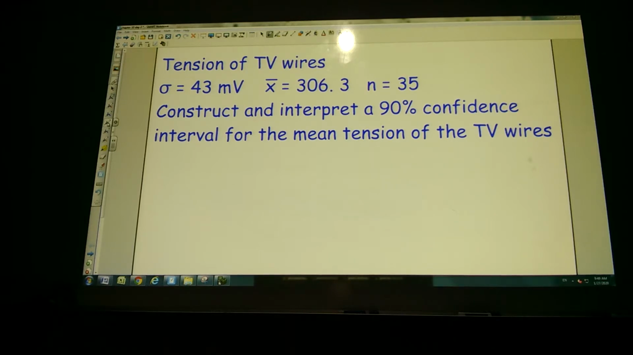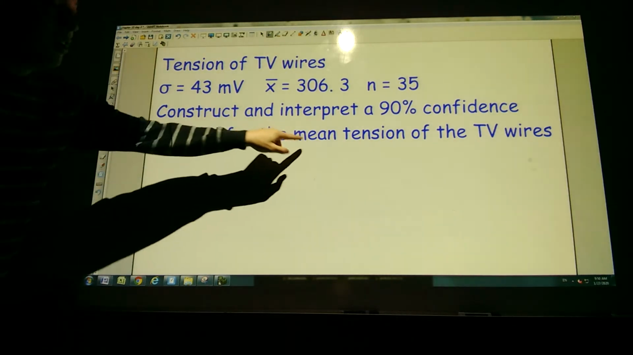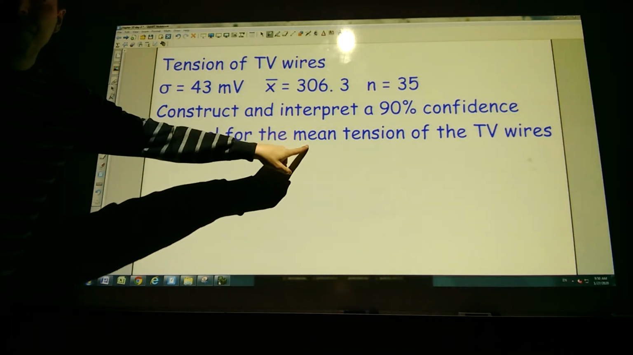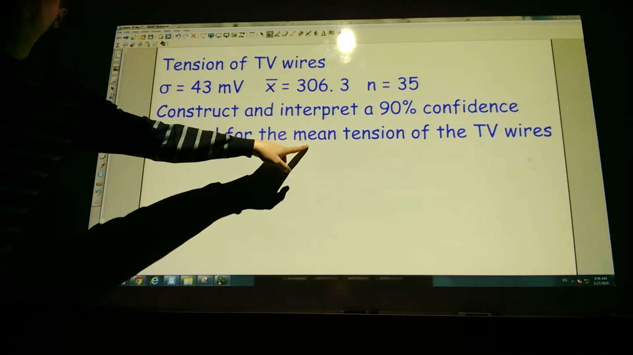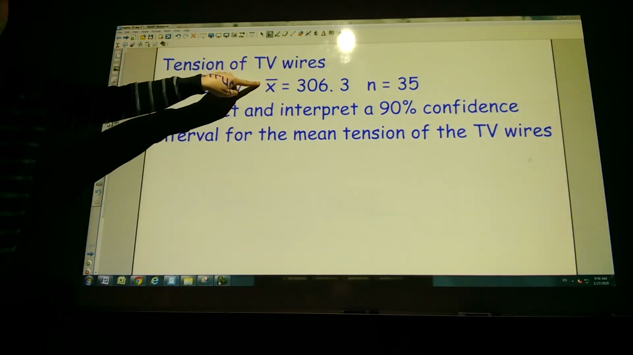Number 1, is this a mean problem or a proportion problem? Typically, the best way to figure that out is to look at the last sentence of the paragraph. It says, construct and interpret an interval for the mean. So this is a mean. How many samples did we take? We took 1. In this chapter, it's only 1.